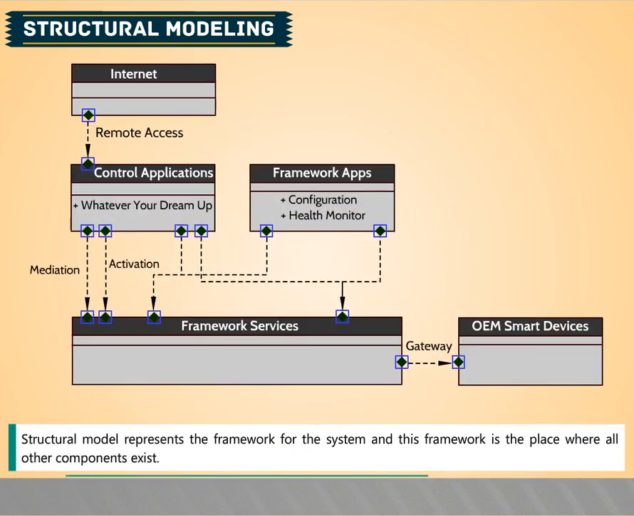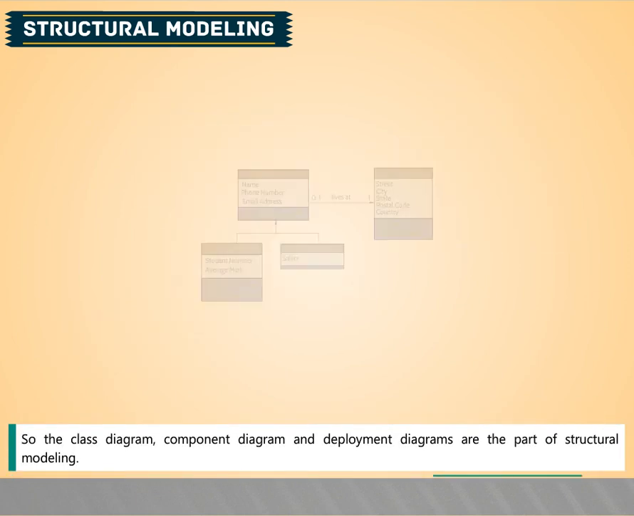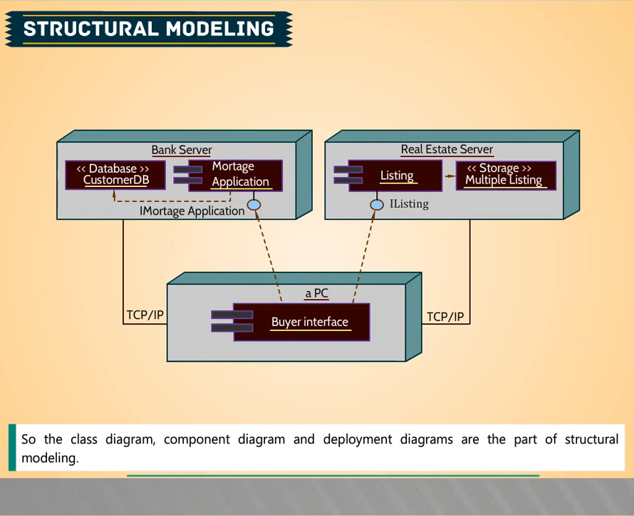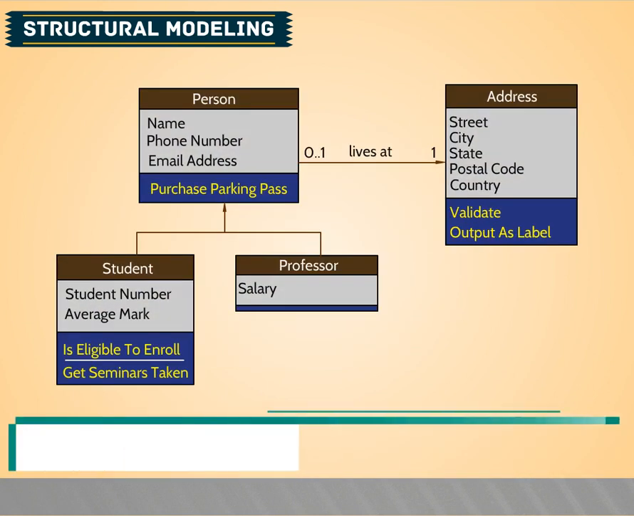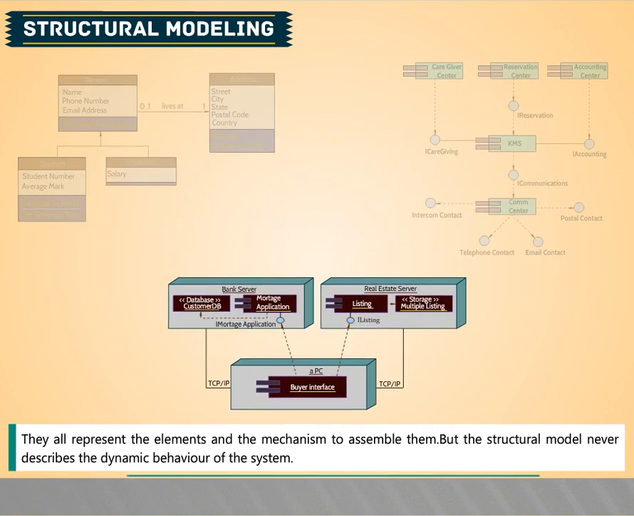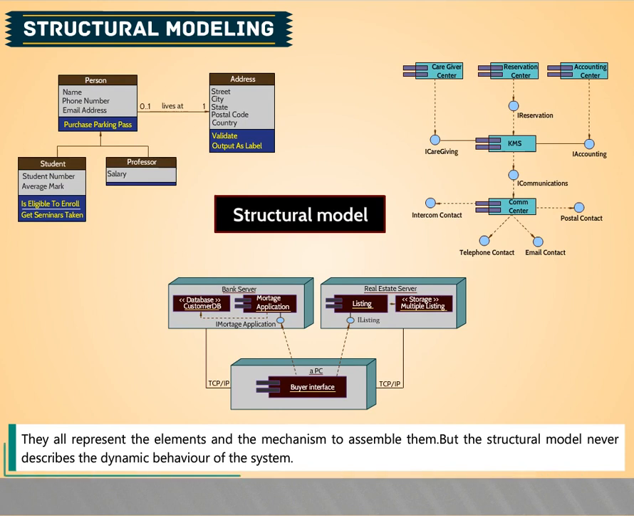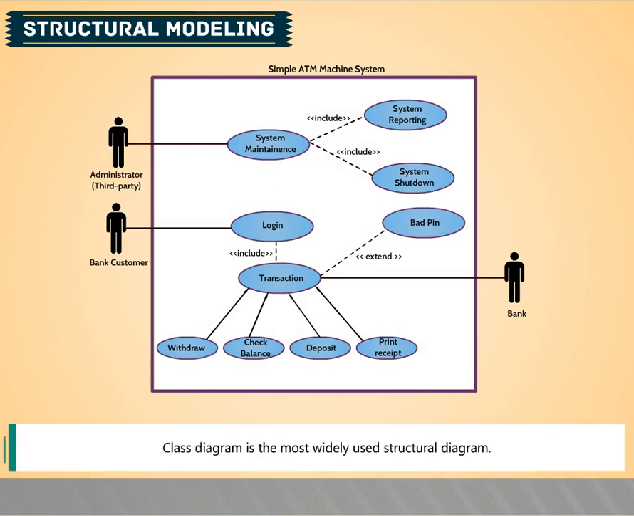Structural model represents the framework for the system, and this framework is the place where all the components exist. So the class diagram, component diagram, and deployment diagrams are part of structural modeling. They all represent the elements and the mechanism to assemble them, but the structural model never describes the dynamic behavior of the system. Class diagram is the most widely used structural diagram.